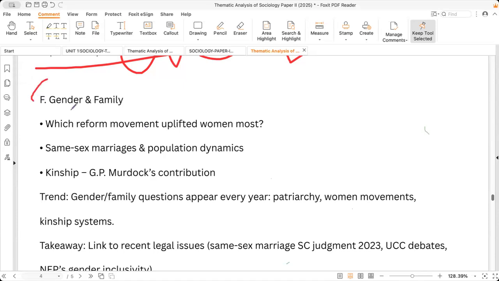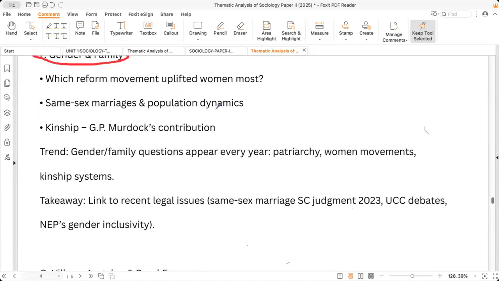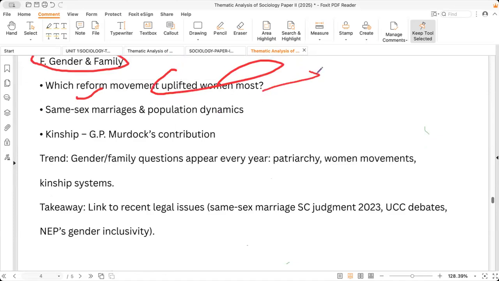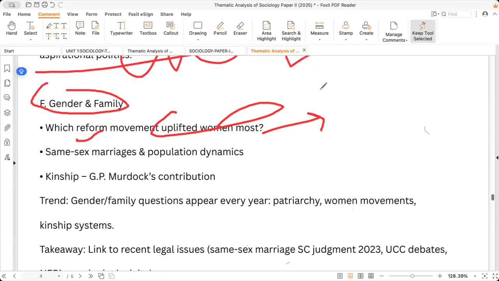Okay. Now, another very important thing, gender and family. So, which reform movement uplifted women most? This is a very subjective question. But whenever such questions come, do not take a stand that this movement uplifted most. You say that every women's movement that happened had its pros and cons, and that has been analyzed by different sociological thinkers. Use them instead of saying yes, I think the Me Too movement did the most. No, this is not the way you have to write these answers.